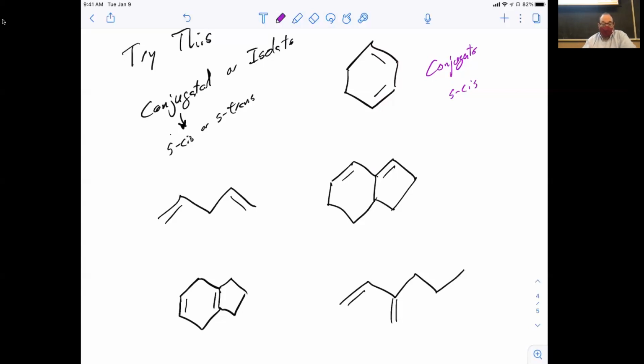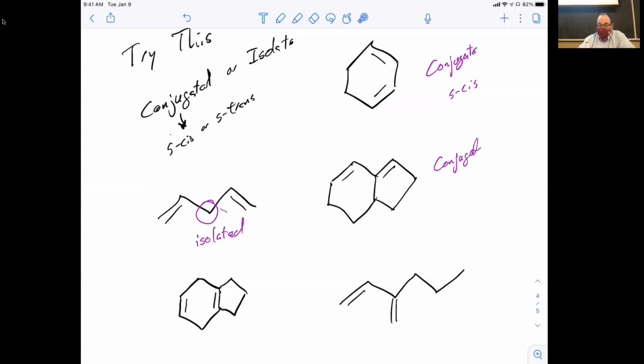The next one, is this going to be isolated or conjugated? I've got an sp3 carbon in the middle of those two, and that's going to break up any conjugation between the two double bonds. So this one is isolated. Okay. This next one, isolated or conjugated? It's conjugated.